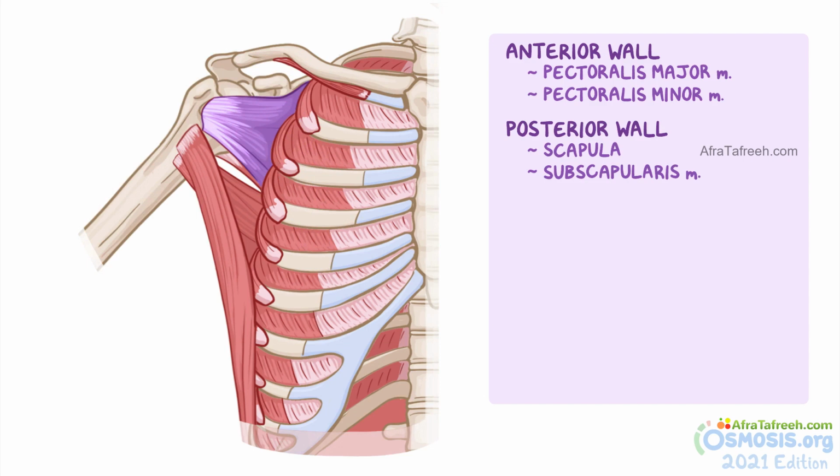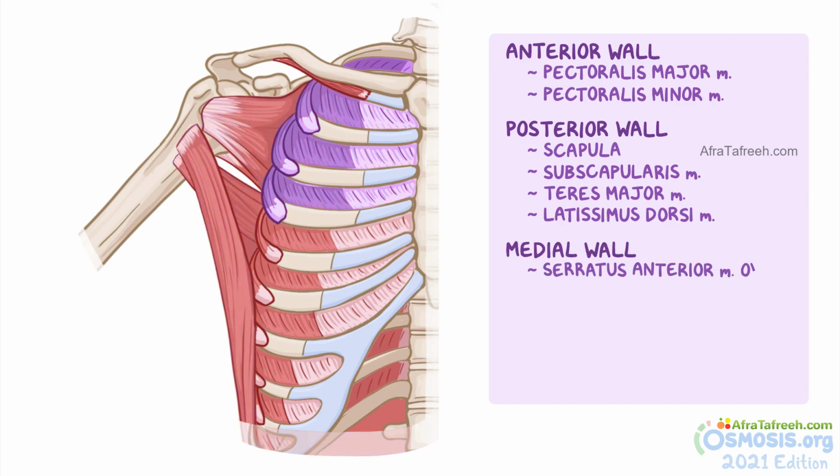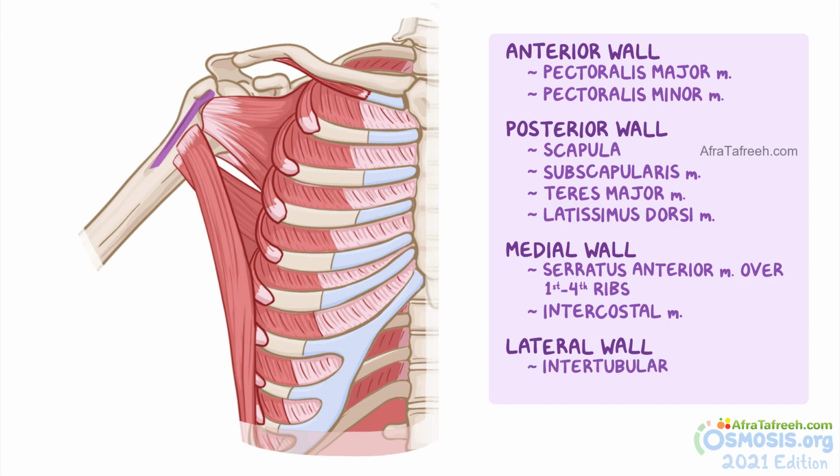The inferior aspect of the posterior wall is formed by the teres major and latissimus dorsi muscles, inferiorly forming the posterior axillary fold. The medial wall is formed by serratus anterior muscle that overlies the 1st to 4th ribs and intercostal muscles. Finally, the lateral wall is a bony wall formed by the intertubercular sulcus of the humerus.